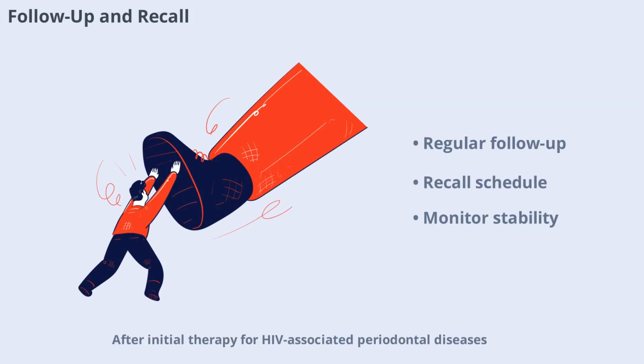After initial therapy for HIV-associated periodontal diseases, follow-up is essential. Patients should be reviewed at 1 day and 1 week post-therapy, then recalled every 4 weeks until the periodontal condition stabilizes. Once stable, recall intervals can be extended to every 3-6 months. This ongoing care ensures early detection of recurrence or complications and supports long-term oral health.